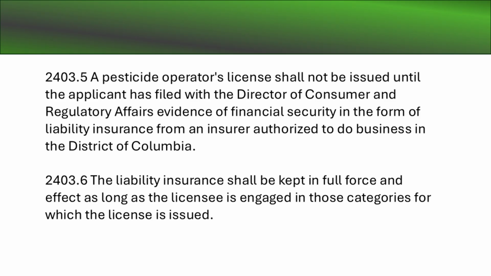2403.5. A pesticide operator's license shall not be issued until the applicant has filed with the Director of Consumer and Regulatory Affairs evidence of financial security in the form of liability insurance from an insurer authorized to do business in the District of Columbia. 2403.6. The liability insurance shall be kept in full force and effect as long as the licensee is engaged in those categories for which the license has been issued.